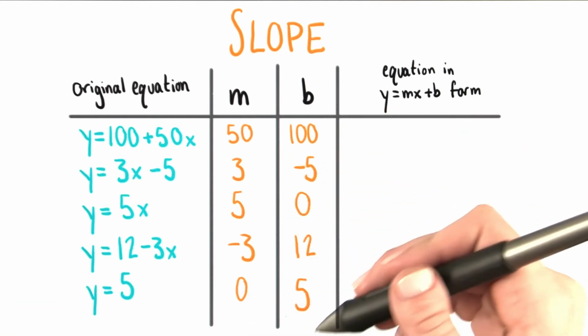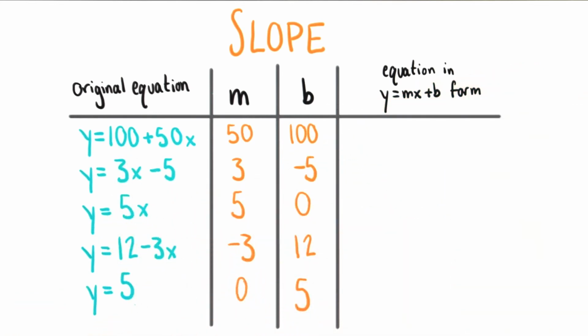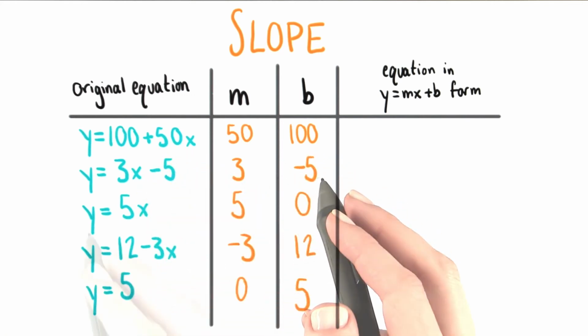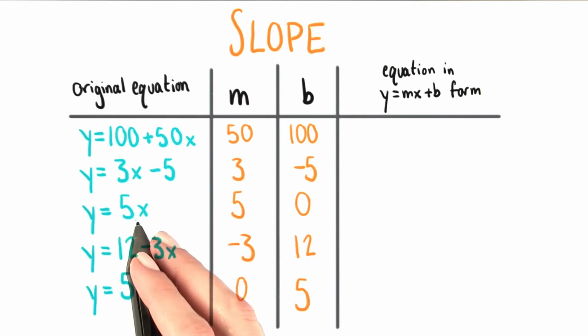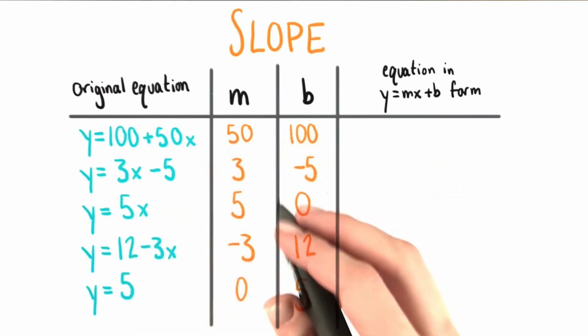Moving on to our values of b, these are just the constant terms on the right side of each of these equations. Negative signs need to be included as part of the b term, and in the equation y equals 5x, since we don't explicitly see a constant term added out here, b must be equal to 0.